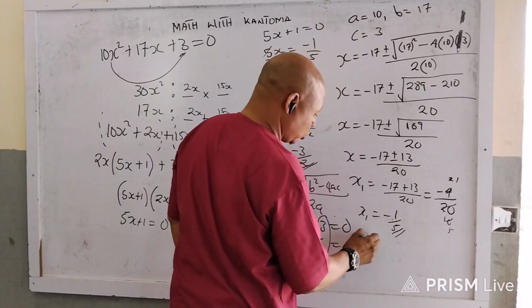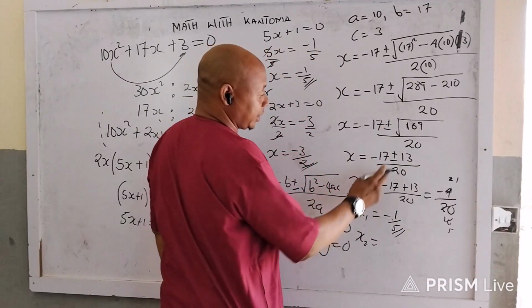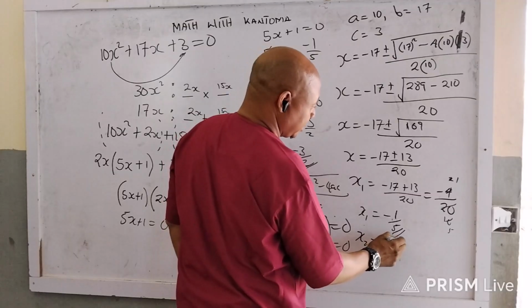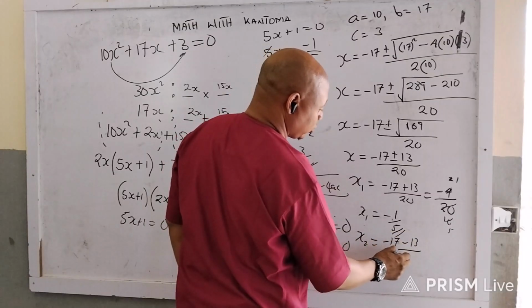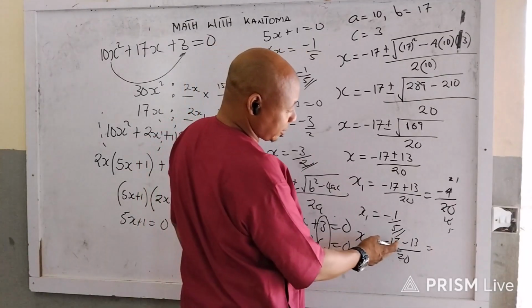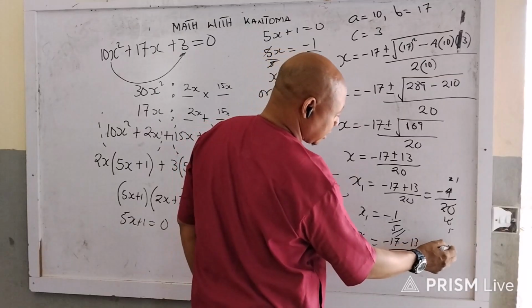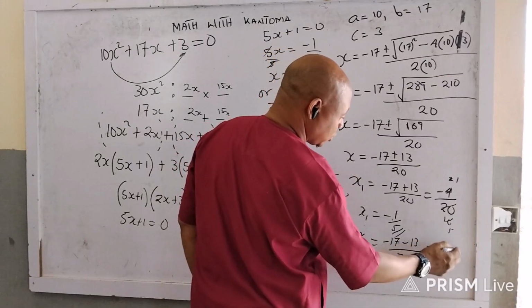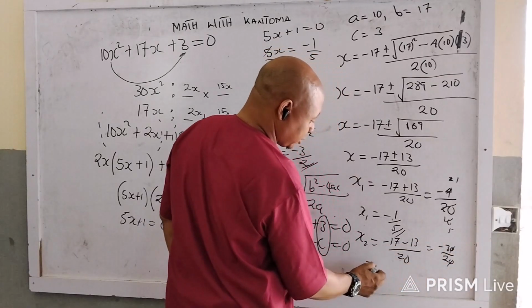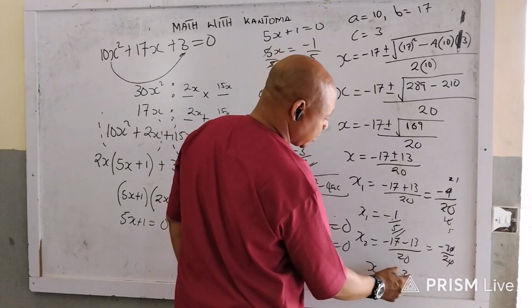Then the value of x2, take the one with the negative sign, which is minus 17 minus 13 over 20. So minus 17 minus 13 is minus 30 divided by 20. So we have x2 is equal to minus 3 over 2.